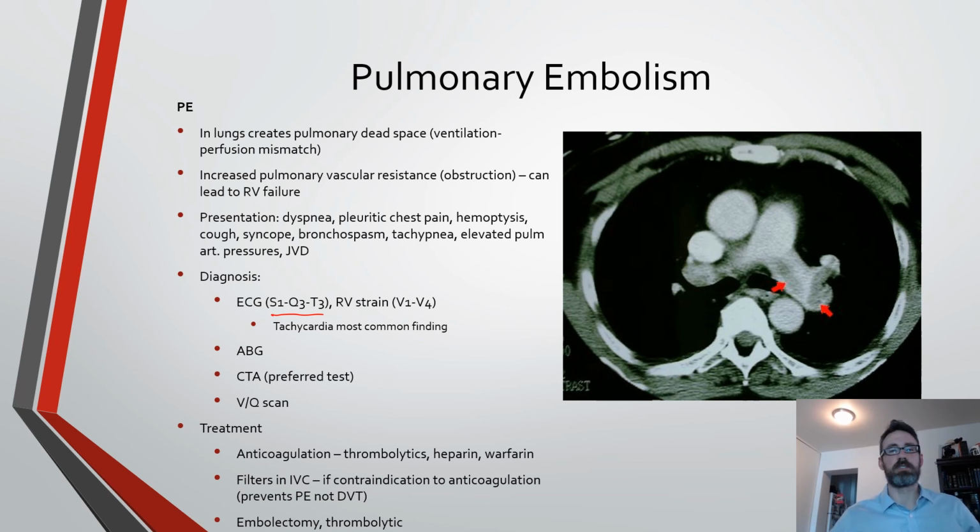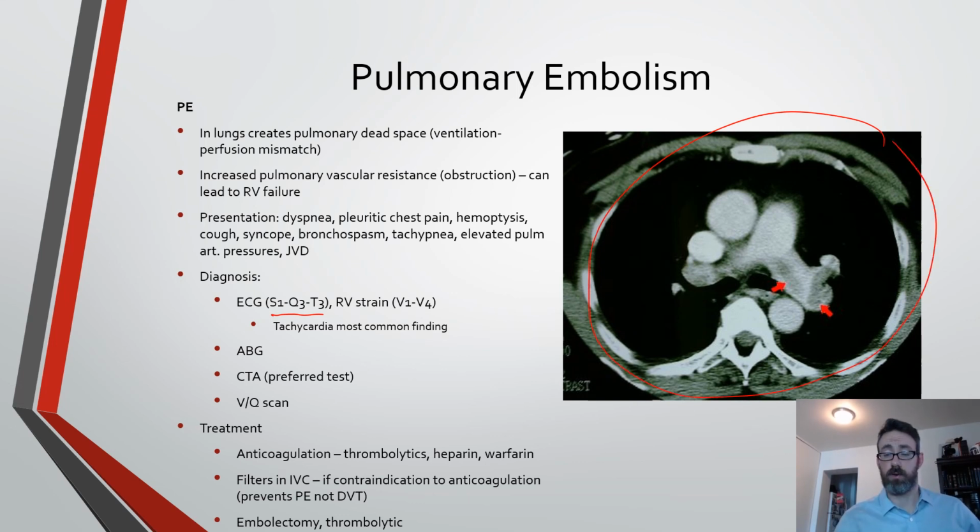But again, the most common is going to be tachycardia. ABGs, again, to assess oxygenation status and pH as well. The CTA, typically our spiral CT, which is very quick. This is really our preferred test, which I put in parentheses there for you. So that's what you're looking at over here.